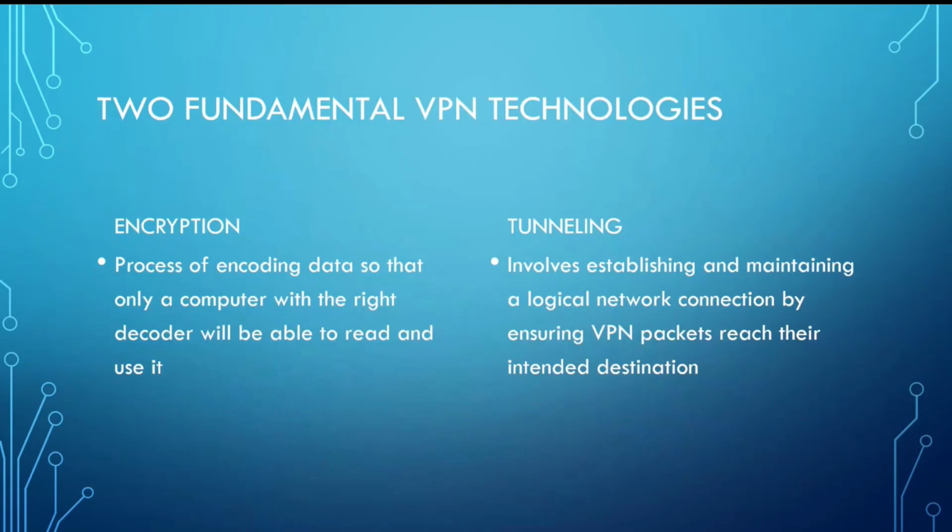There's encryption, which is a process of encoding data so that only a computer with the right decoder will be able to read and use it. And then there's tunneling, which involves establishing and maintaining a logical network connection by ensuring VPN packets reach their intended destination.